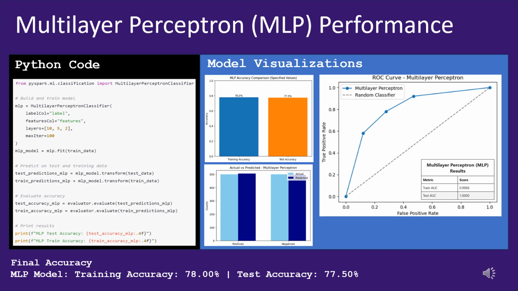For our final model, we used a multi-layer perceptron, or MLP, which is a type of neural network designed to capture complex patterns in the data. After training, the MLP model achieved a training accuracy of around 78% and a test accuracy of about 78% as well, making it our best performing model overall. This strong performance highlights the value of using more advanced machine learning techniques on our tourism dataset.